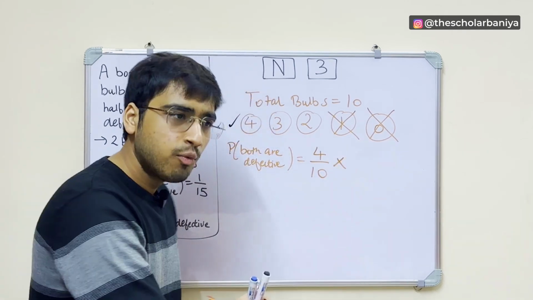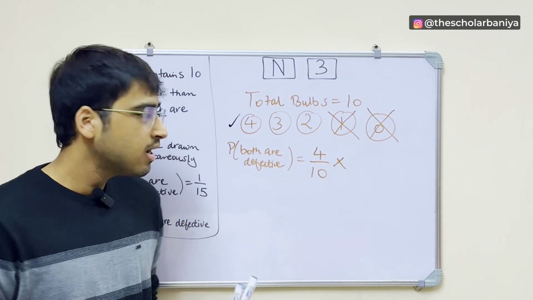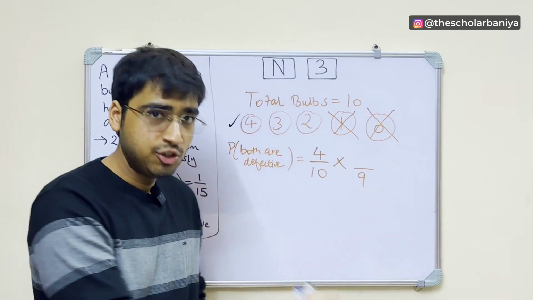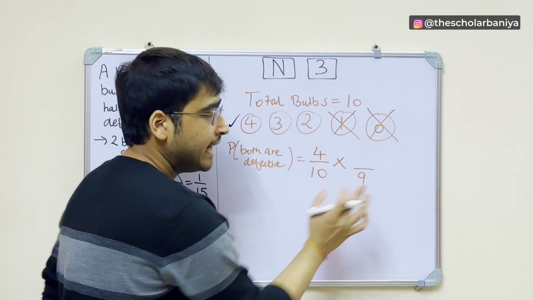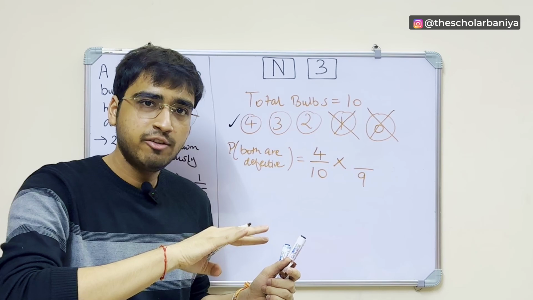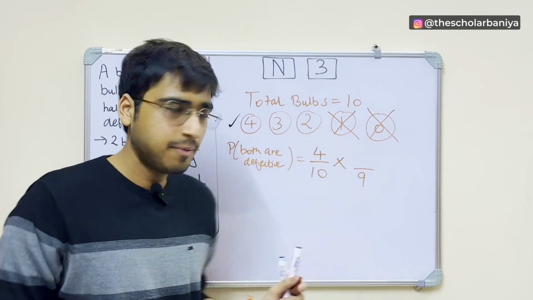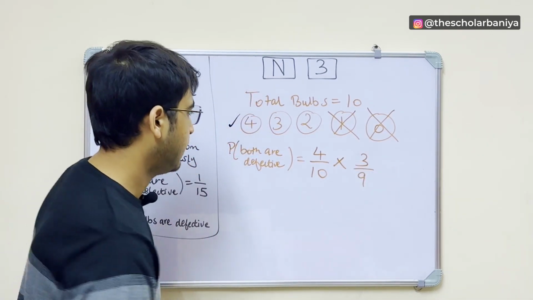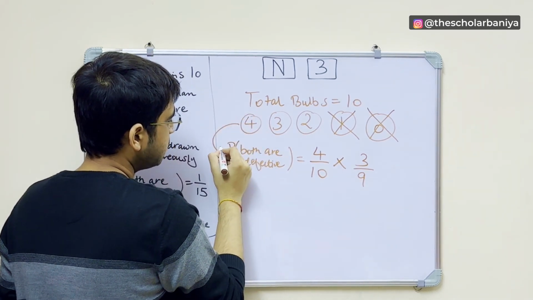Into. Now we draw one more bulb, because we are drawing two bulbs. So how many bulbs will be left in the entire set? There will be 9 bulbs left, because initially we drew one bulb and put it aside. And how many defective bulbs are left? Earlier there were 4 defective bulbs. We took out one and kept it aside, so now there are 3 defective bulbs left. So this becomes 3 upon 9. I hope this makes sense. So this is for when there are 4 defective bulbs.